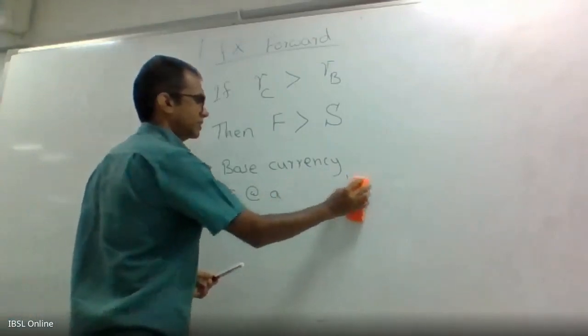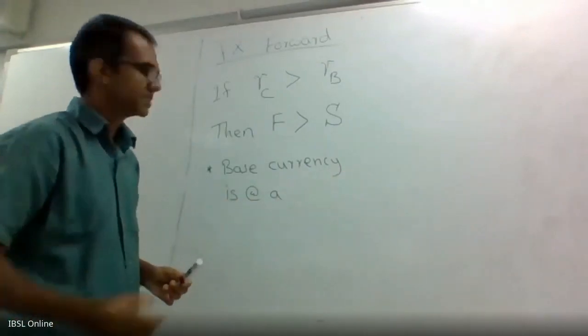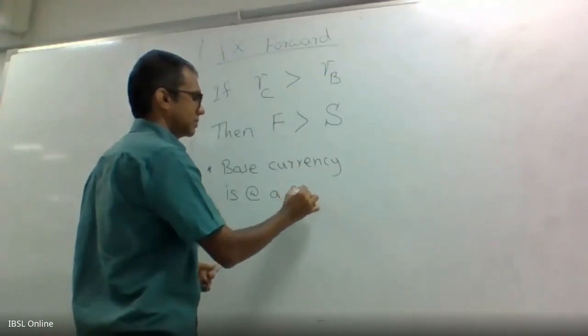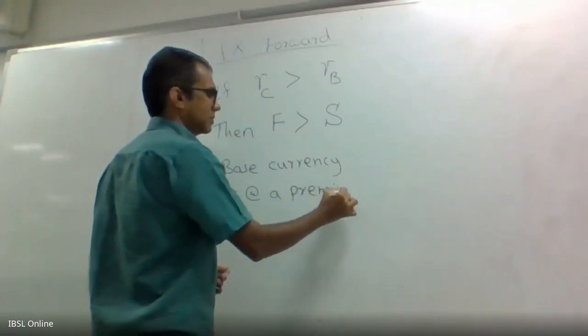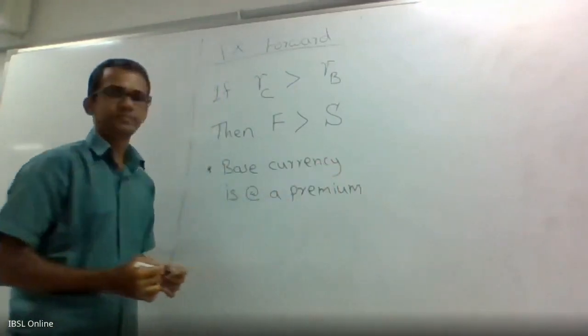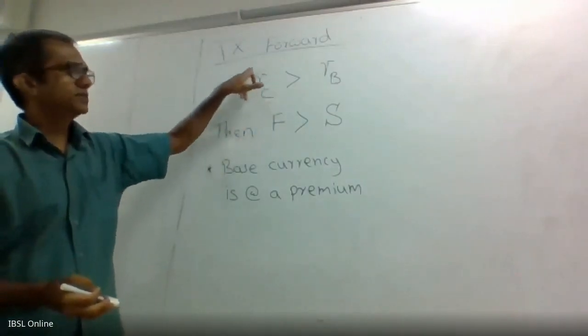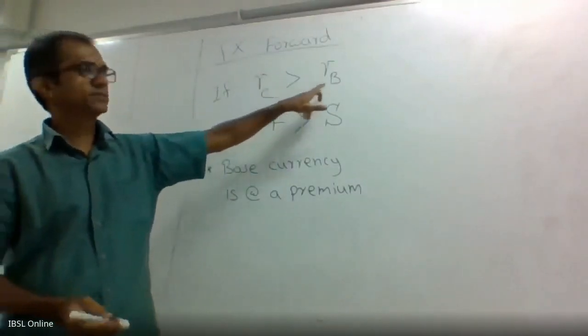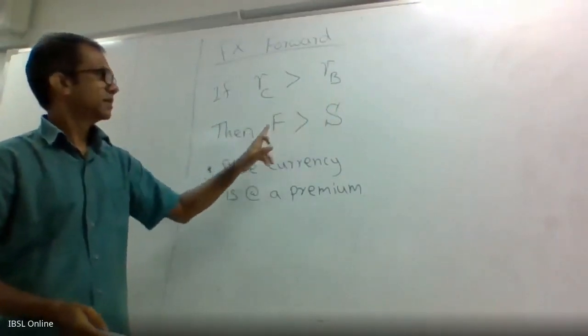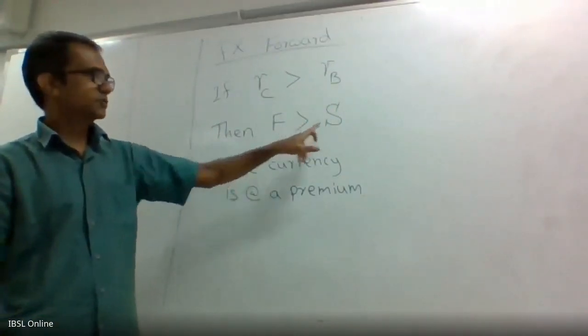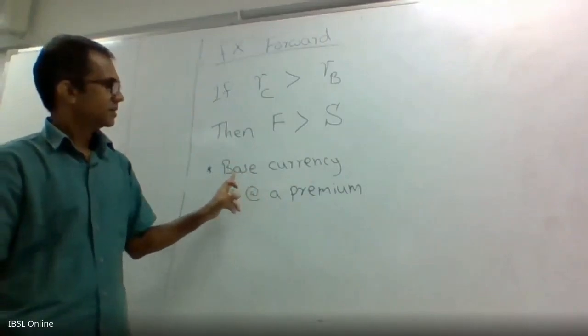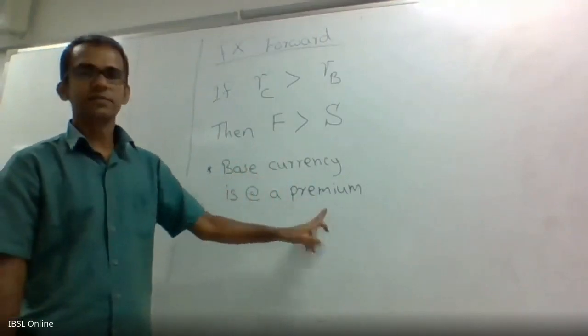In this, we call it the base currency is at a premium when we have a counter currency interest rate higher than the interest rate of the base currency, and the forward rate is higher than the spot rate.